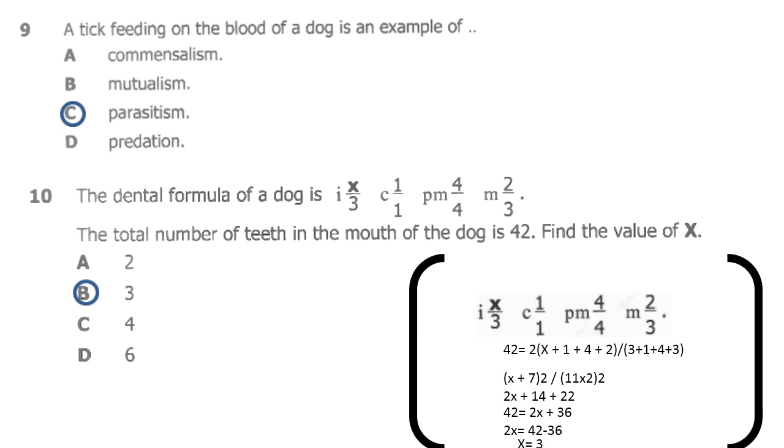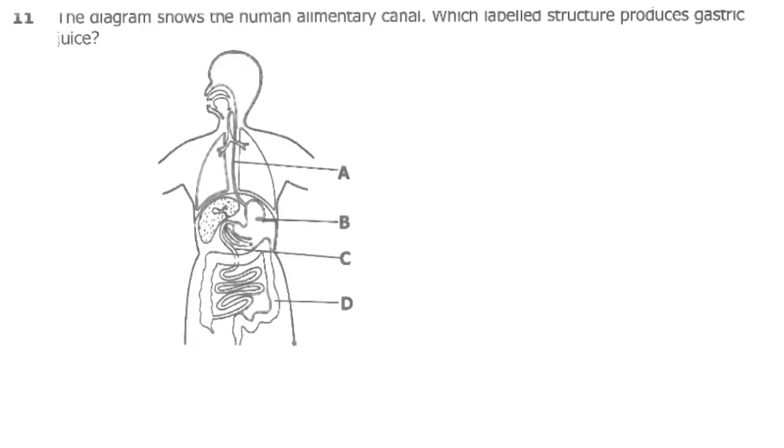Question number 11. The diagram shows the human alimentary canal. Which labeled structure produces gastric juice? So the gastric juice is produced at B, in the stomach.